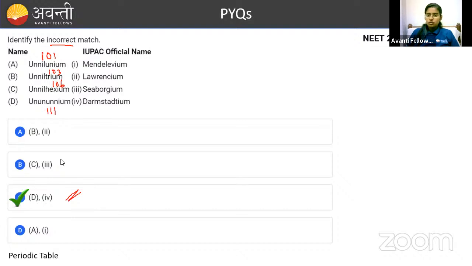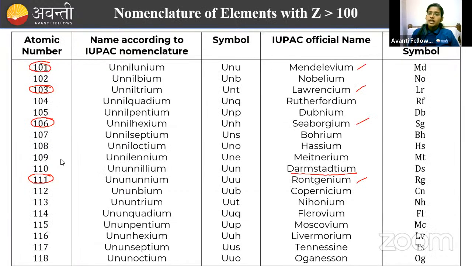All right for all of you? Any doubt? So what you have to do? You have to memorize the IUPAC official name for each element. Okay. The symbol is very easy. If you know the IUPAC nomenclature, you can get the symbol. And for the IUPAC official name, there is no other way, you have to memorize.